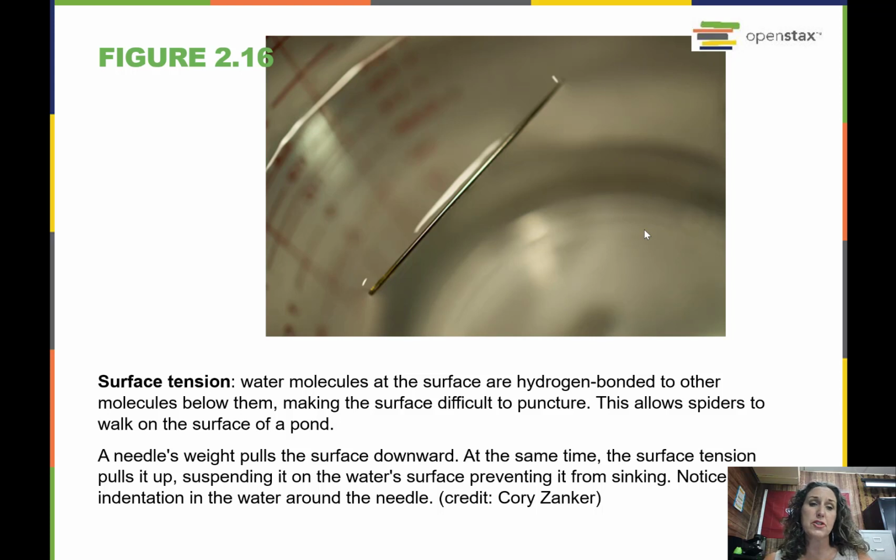Water also has surface tension. So water molecules at the surface are bonded together because of that polarity, and it makes the water difficult to puncture. So if you've ever seen like a water strider or a spider literally walk on water, it's because of the hydrogen bonding of the water at the top. Okay.